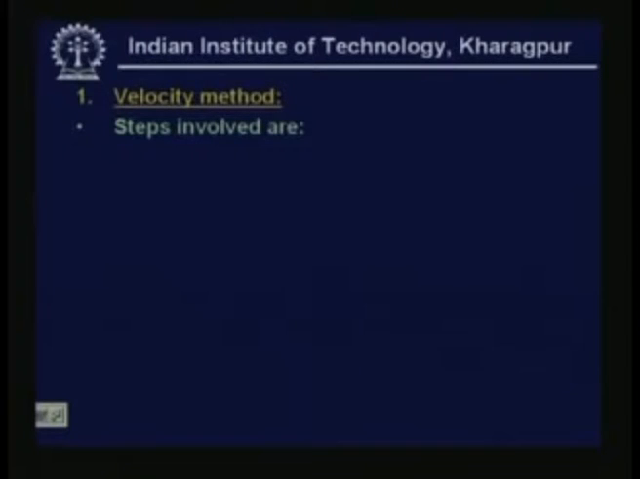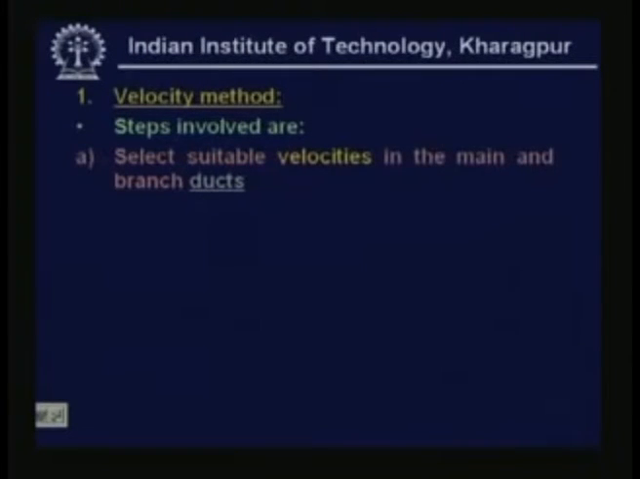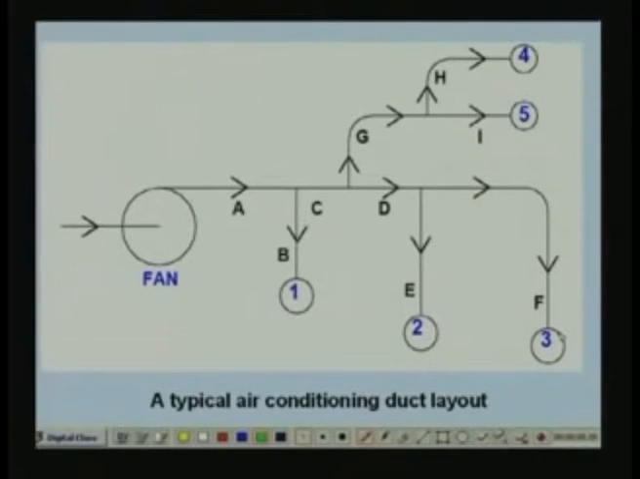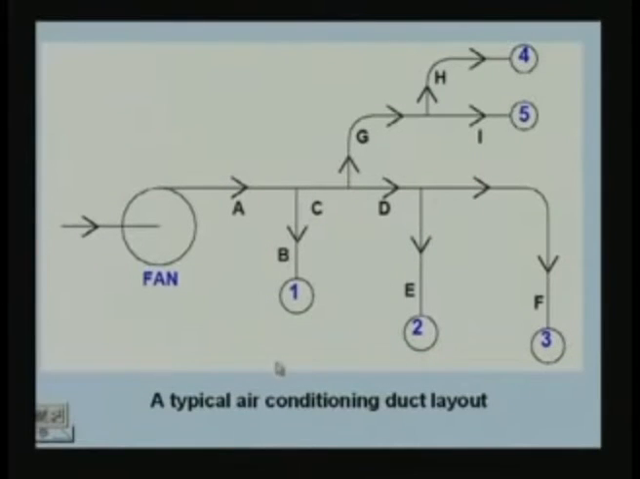The various steps involved in this particular method are: first, select suitable velocities in the main and branch ducts. Okay, that means let us go back to this one. Let us say that this is our duct layout. So in the velocity method, the first thing we do is we select velocities in different duct runs. For example, this duct run is known as your main, whereas these duct runs are called as branches, different branches. So first what we do is we select velocities in main and in the branches, based on let us say noise criteria, or based on the space considerations or fan power considerations, etc. We have to select suitable velocities in the main and in the branches. This is the first step in velocity method.